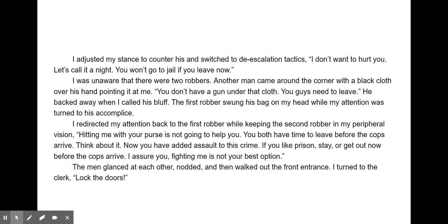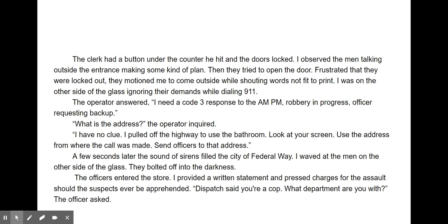I turned to the clerk. Lock the doors! The clerk had a button under the counter. He hit it, and the doors locked. I observed the men talking outside the entrance, making some kind of plan. Then they tried to open the door. Frustrated that they were locked out, they motioned me to come outside while shouting words not fit to print. I was on the other side of the glass, ignoring their demands while dialing 911.